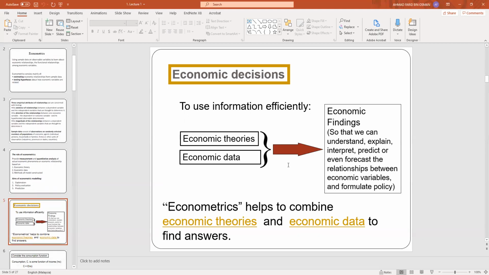Okay, so basically econometric analysis helps us to combine economic theories and economic data to find answers. So we do have economic theories and then we do have data. Using econometrics helps us to use information efficiently, so that we can find what we call the economic findings, so that we can understand, explain, interpret, predict, or even forecast the relationship between economic variables and formulate policy.